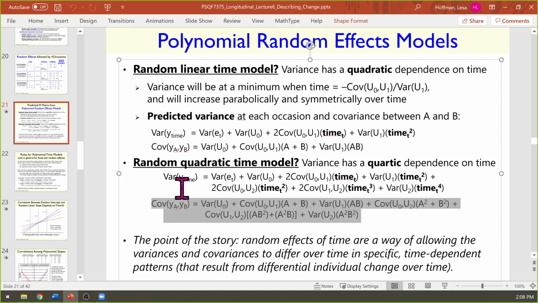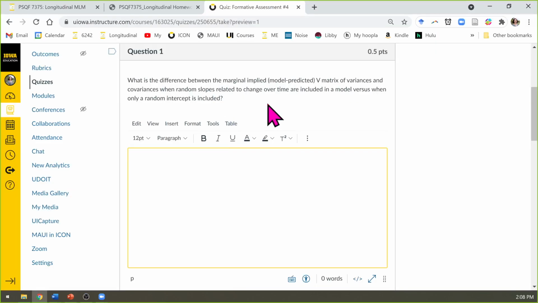So that's what I was going for. Several of you volunteered other characteristics, such that once you have a random linear time slope, the random intercept becomes conditional on time zero. That is true. If you only have a random linear time slope, then it is unconditional. Once you add a random quadratic time slope, random linear time is also conditional on time zero, and that is true. So I think that covers most of the answers that I saw.